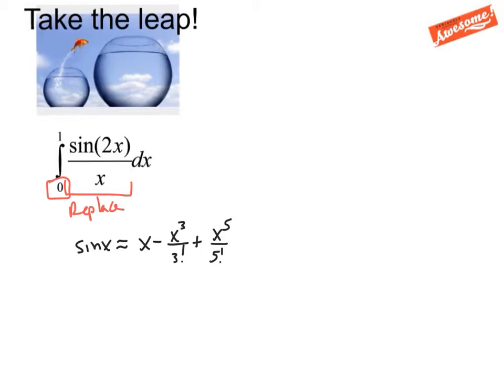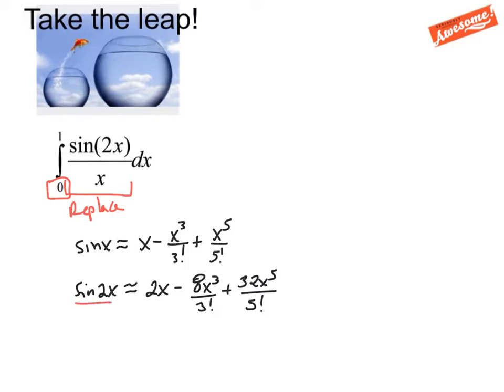So the sine of 2x, well, everywhere we saw an x, we'll just write 2x. Now 2x cubed, so 8x cubed over 3 factorial, plus 32x to the 5th over 5 factorial, like that. Now this said that we take the sine of 2x, and again, this is our approximation for that. It says we take that and we divide it by x.